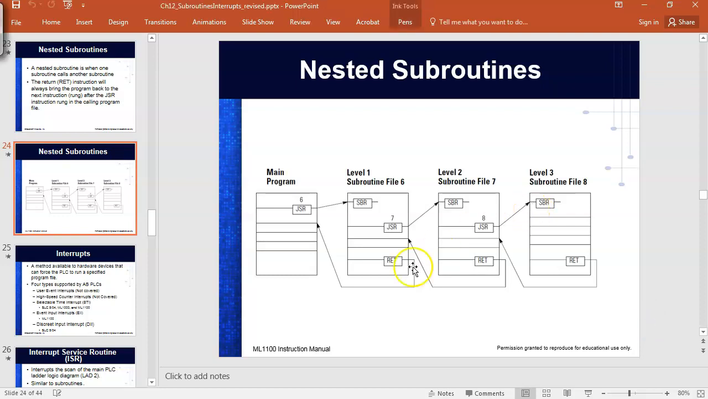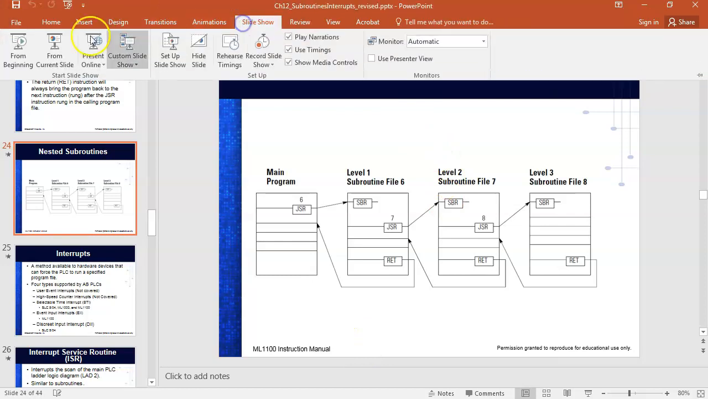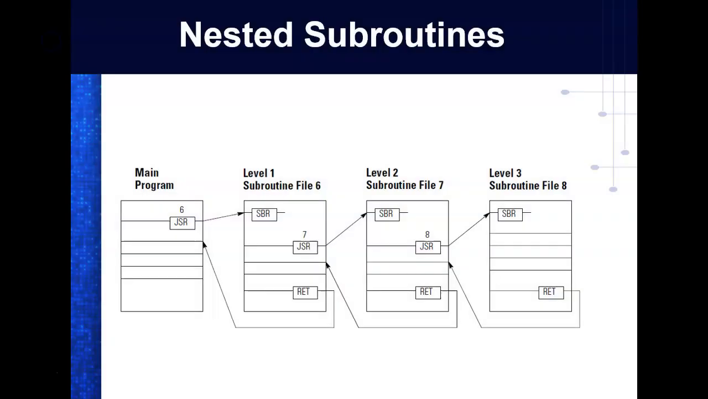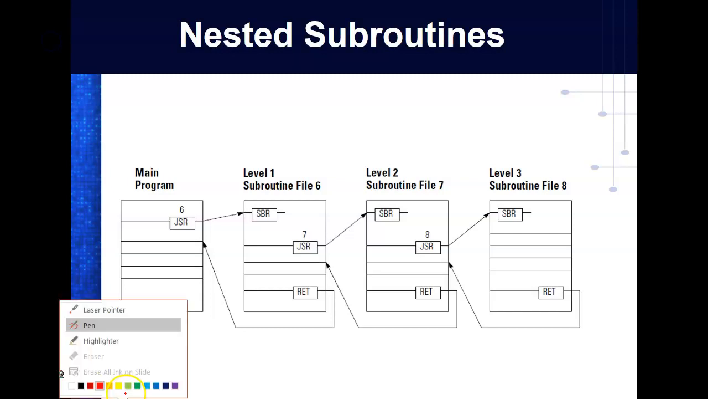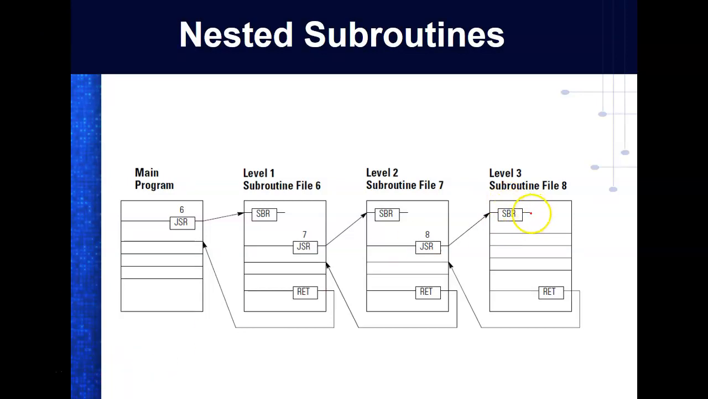So I could come over here and let me run my PowerPoint so I can draw on it. So down here, right here, I could put a JSR. I could put a JSR 6, right? And then it would do what? It would actually go back in here and run this subroutine, and then when it hits the return, it would go what? It would go back here.